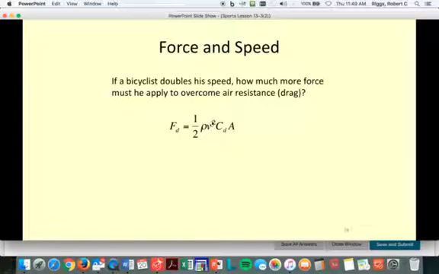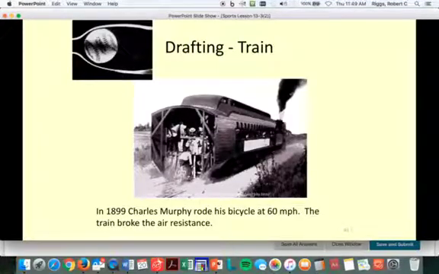So if he doubles his speed, let's say he's going 3 meters per second, and then you double that to 6. What's the force? Well, 3 squared is 9. If you double it to 6, that's 36. 36 is 4 times 9. You're going to need 4 times the force. I think I asked you that question in the thing.